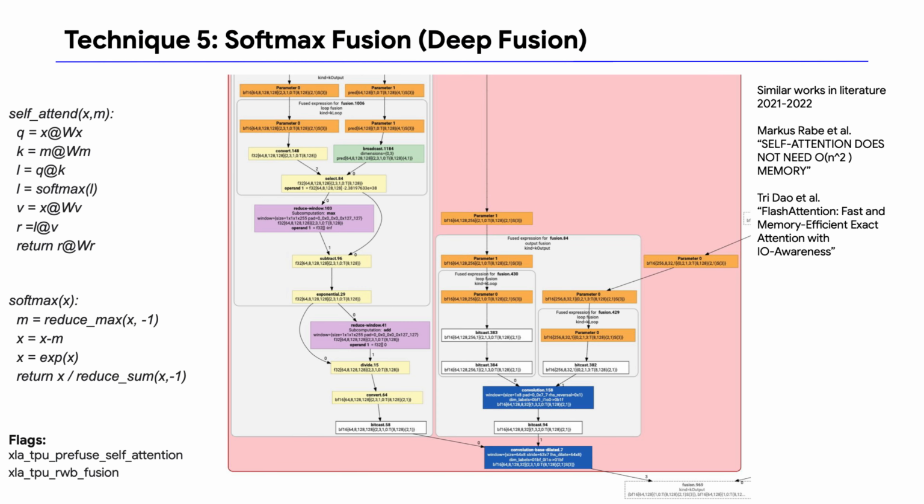And this is softmax fusion, as you might have heard in the literature, it's flash attention. So this is a simple fusion that happens by default in the compiler. Of course, because of the nature of the layer, this can change, and then these fusions look way different. But the flags that you can use are prefuse self-attention or RWB fusion. You can turn them on and off to get some of these fusions.